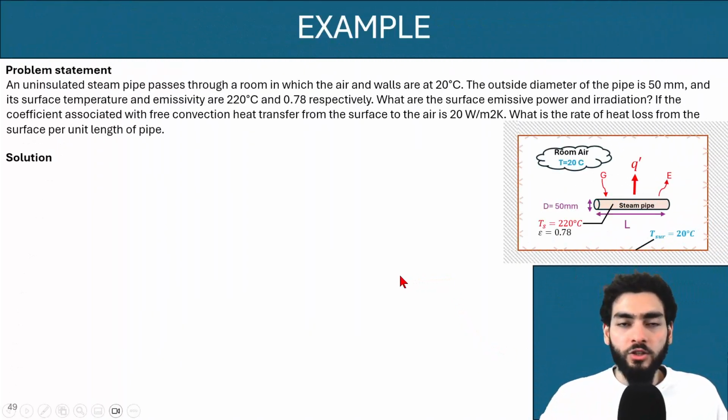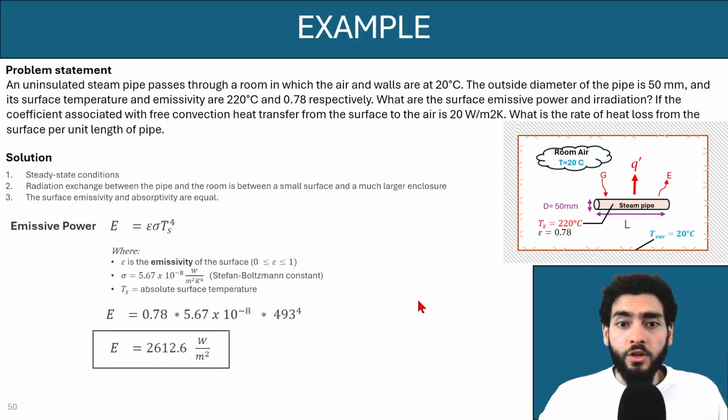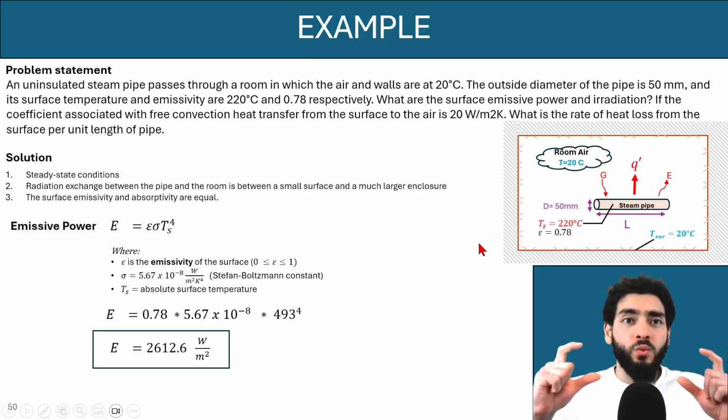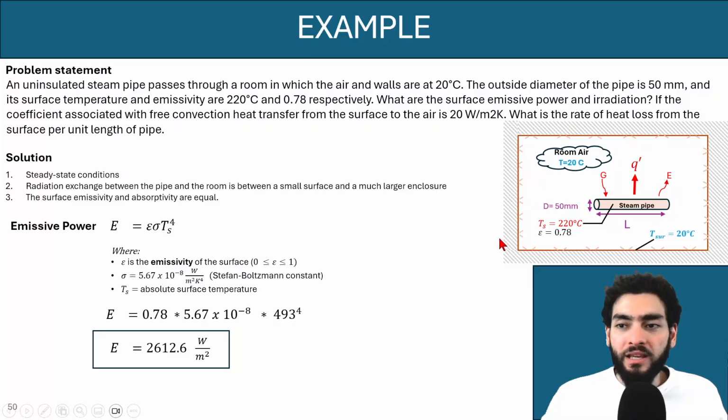Okay, so now let's look at the solution together. First, you want to write down the assumptions that you have. Also, you always want to make a sketch of the problem, but because I've provided one in the problem statement, you don't have to do that. First, we're assuming that you are at steady state conditions. Also, we're assuming that the radiation exchange between the pipe and the room is between a small surface and a much larger enclosure. The small surface would be the pipe, and the much larger enclosure would be the room.